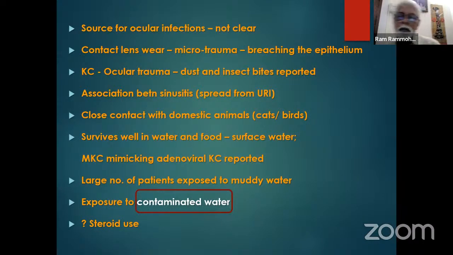What are some of the risk factors or sources or modes of transmission for these microsporidia? It's not yet very clear. We do have contact lens wear, breaching the epithelium via microtrauma. And of course, dust and insect bites have been reported. Close contact with domestic animals. But the largest indicator or clue seems to be either the monsoons or contact with contaminated water. And as you all have mentioned, patients who have been hospital hopping for many months, maybe up to a year, and under various kinds of steroids, these have been the two main problems, the cases that turn up in our hospital.